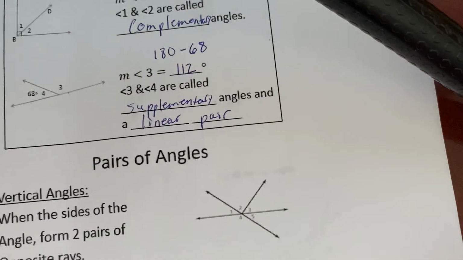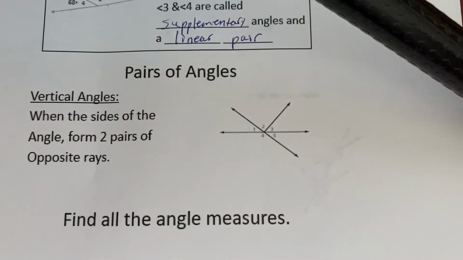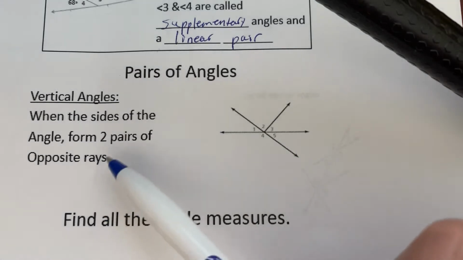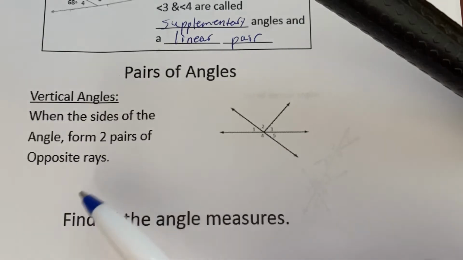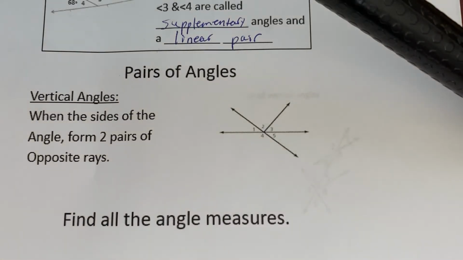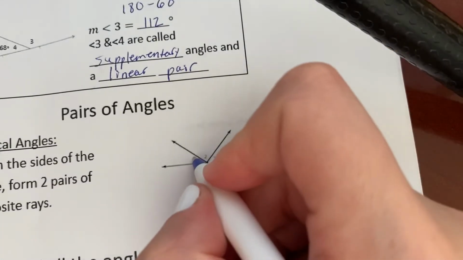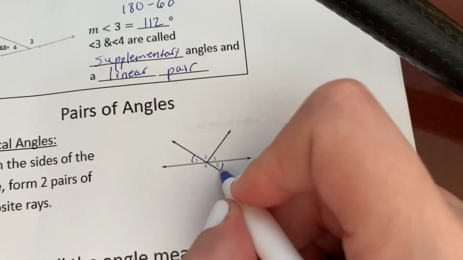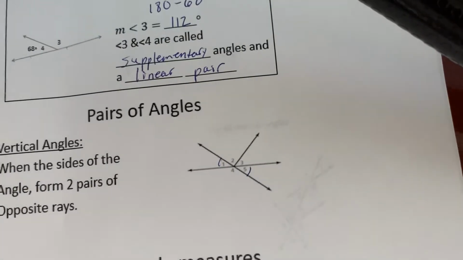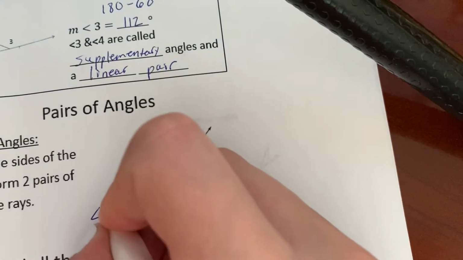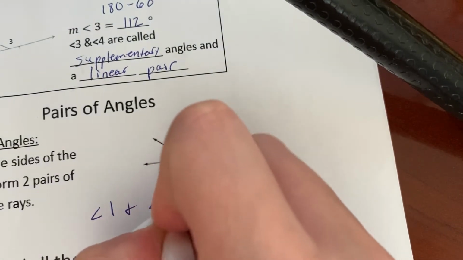All right. Okay, so we're going to talk about pairs of angles this time around. So vertical angles are when the sides of angles form 2 pairs of opposite rays. So for example, 1 and 5, these are vertical angles. Okay, and that's the only set of vertical angles that we got. So angle 1 and angle 5 are examples of that.